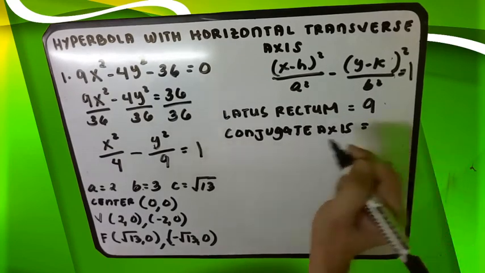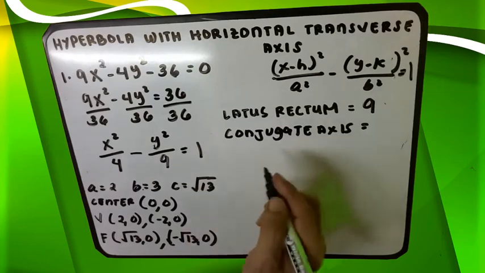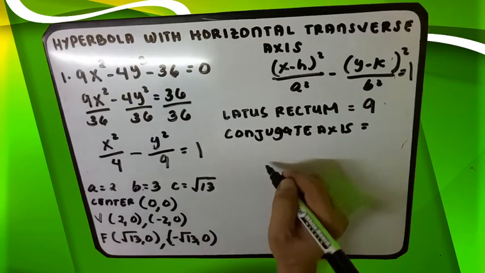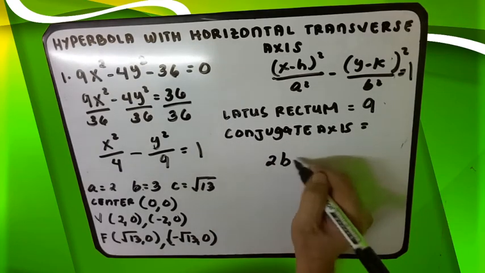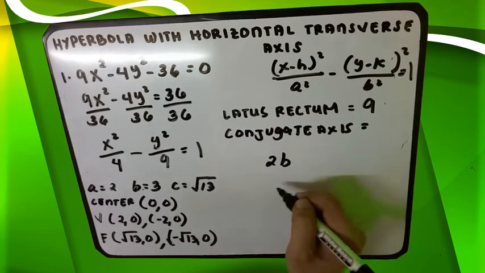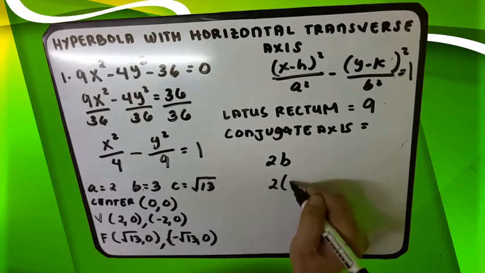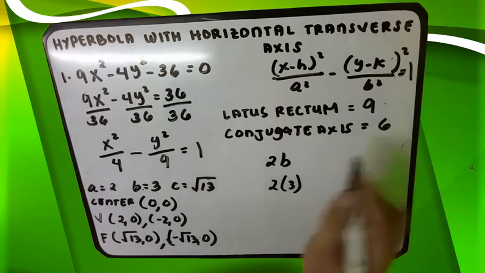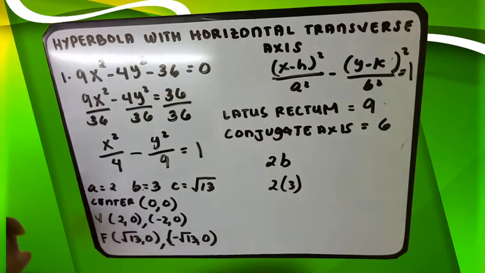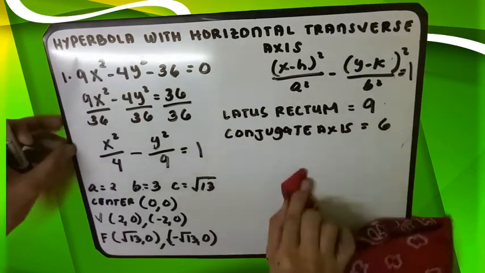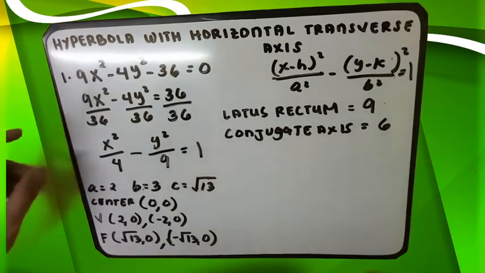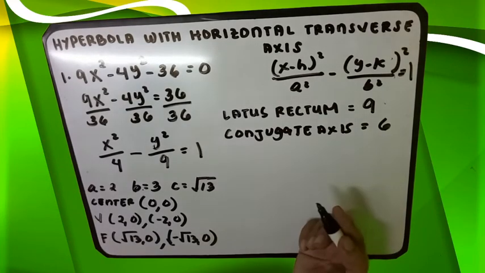And then for the conjugate axis, para makuha natin yan, ang gagamitin lang natin, length of the conjugate axis is 2b. So that is 2. Ano ba yung b natin? 3. So 6. So conjugate axis, ang length niya ay 6. Napakadali lang. Mukhang mahirap lang yung mga terms, pero napakadali lang niyang kunin.